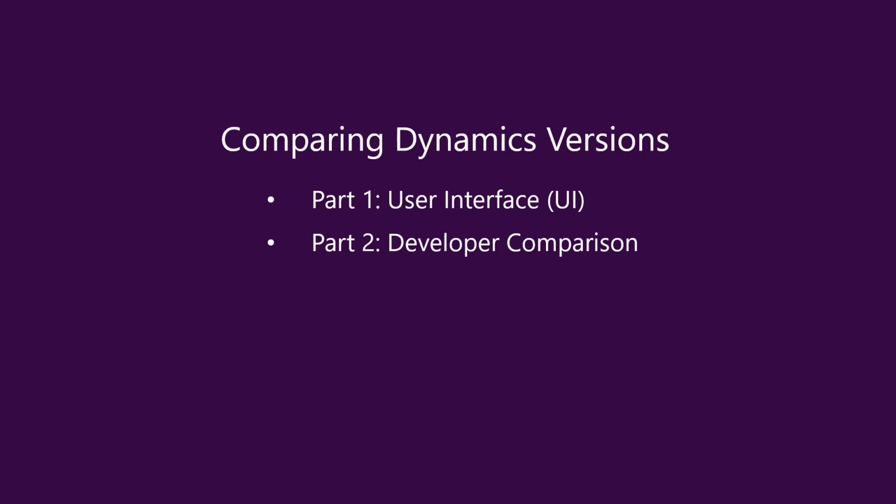We also need to take a look at the developer experience and compare how it's different from 8.2 to 9.0. Are there different libraries we need to call? Are there different ways we need to do things? Are there new ways that we can do things more efficiently?